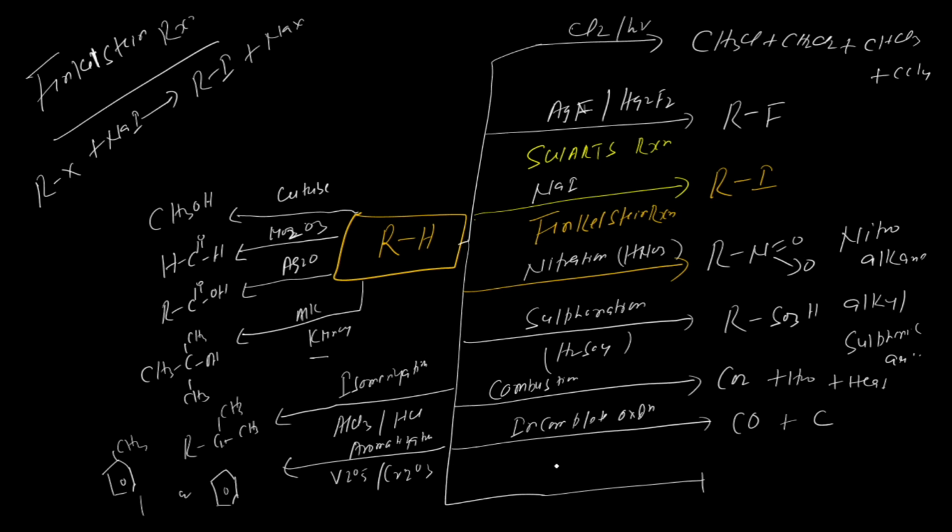And last but not the least, I am writing pyrolysis over here. Pyrolysis means thermal decomposition. Bigger molecule will break down into a smaller one, like hexane will break down into C6H12 plus hydrogen, or it will break down to C4H8 plus C2H6, like this. So simply thermal decomposition is known as pyrolysis. In this way we have finished the preparation and properties of alkane.